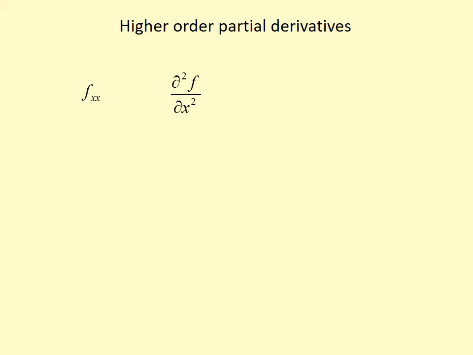We can do higher order derivatives. You notice in this one we're doing what's called the second partial of x. That just means we've done the derivative of f with respect to x, and then we did the derivative of that with respect to x. Now this is the other symbol that says the same thing, the second partial of f with respect to x both times.